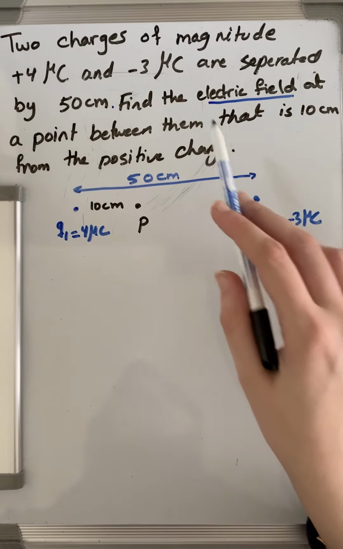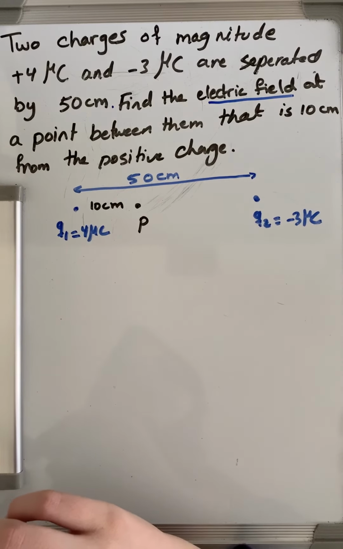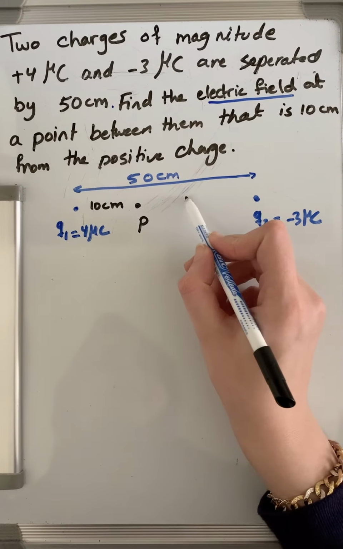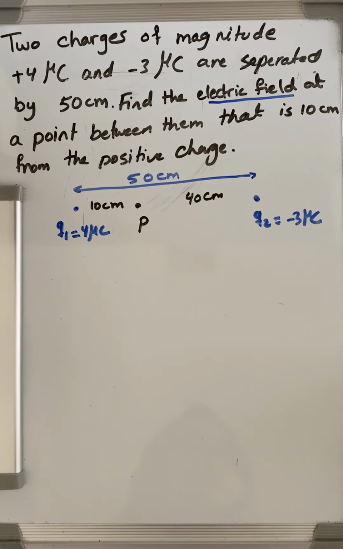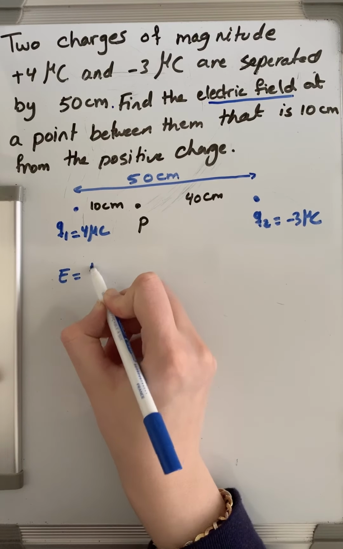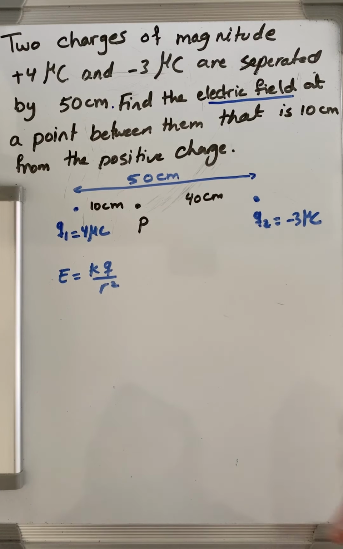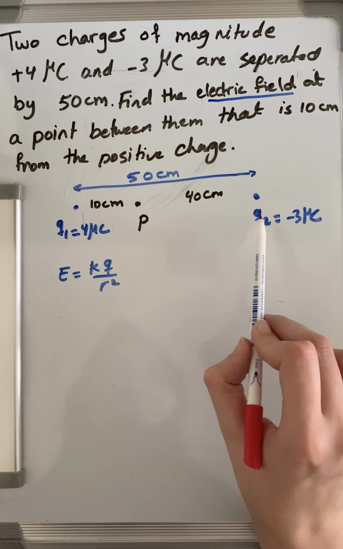So I want to find the electric field at this point P that is 10 centimeters from the positive charge. If the whole distance here is 50 and this is 10, then P is 40 centimeters away from Q2. To find the electric field, I apply the following formula: E equals KQ divided by separation squared. Now, at point P, the field is due to Q1 and Q2.